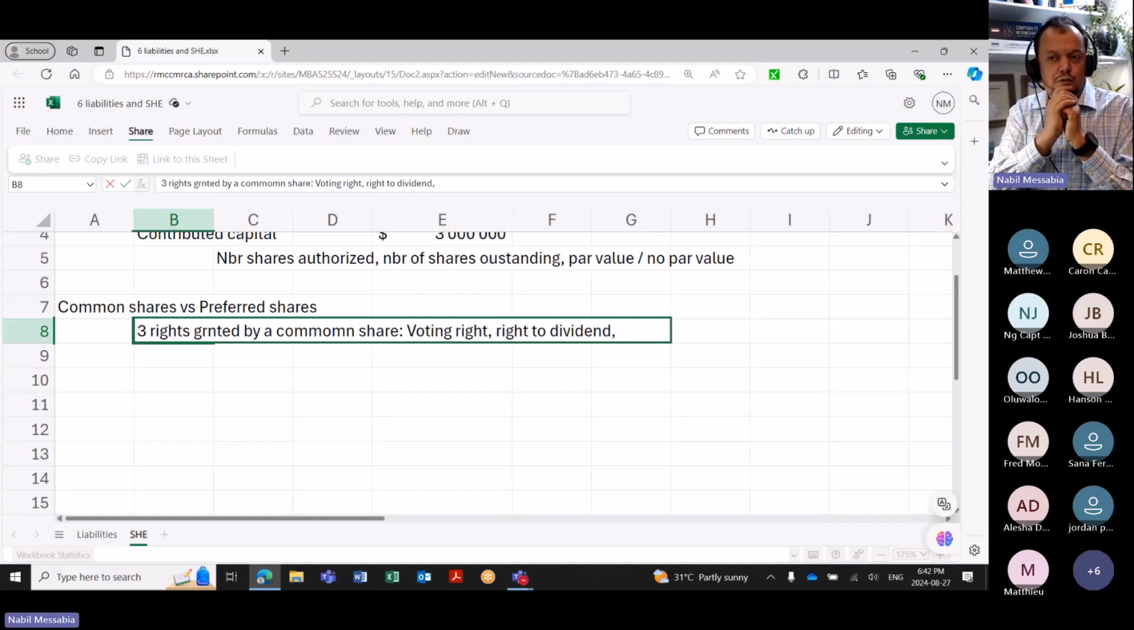The right to sue for wrongful acts. I do know some companies have that in their common shares. So is that what you're looking for? Not sure. Can you elaborate on this?